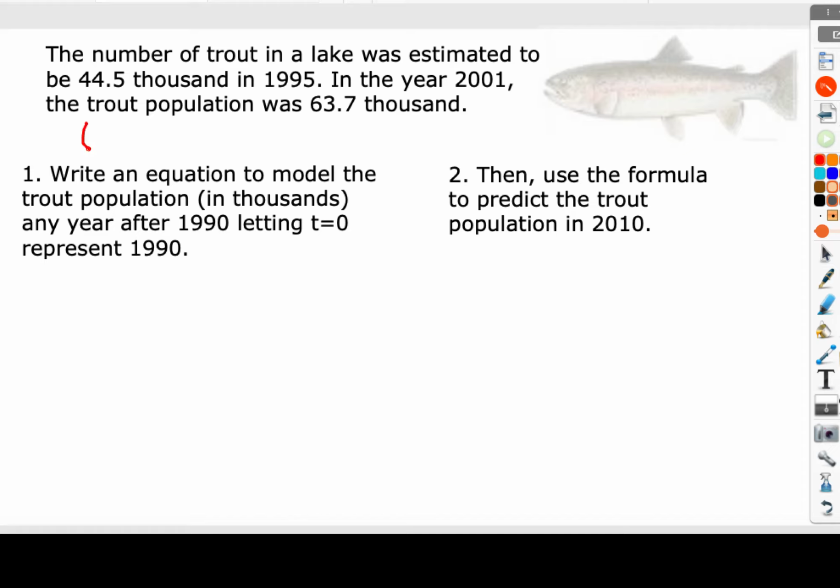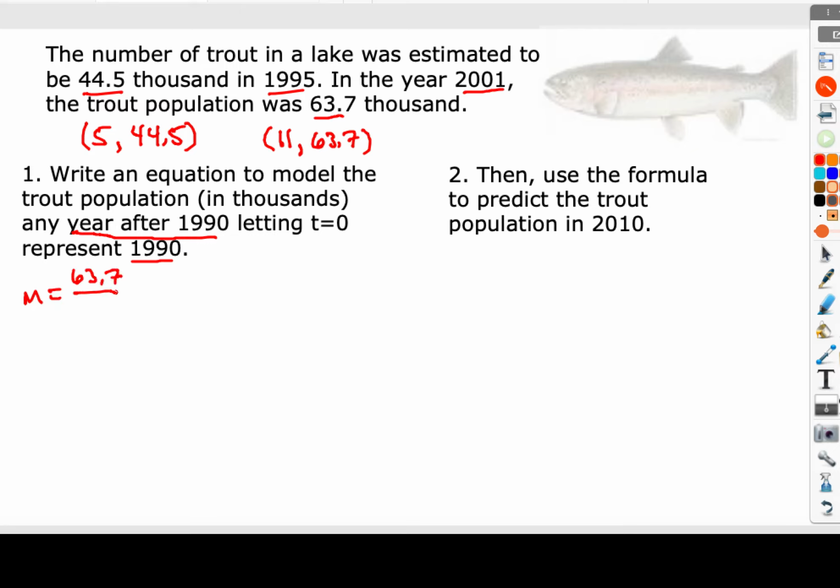But what it does tell me is that we know the population in 1995 and we know the population in 2001. Well, if we're going to measure everything from 1990, right? Any year after 1990, well, 1995 would be year 5, and we know the population in year 5. 2001 would be year 11, right? That's 11 years later. So again, we know the population in year 11. And if that's the case, well, hey, we know 2 points. We can find the slope, right?